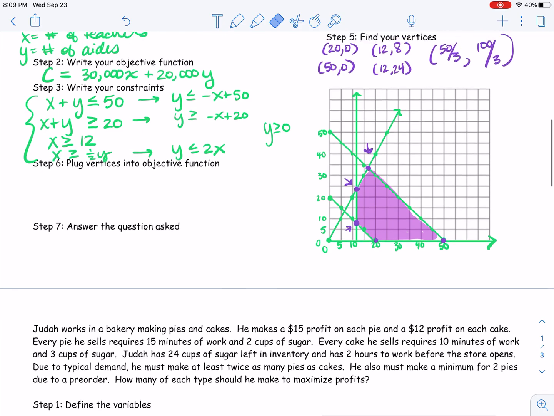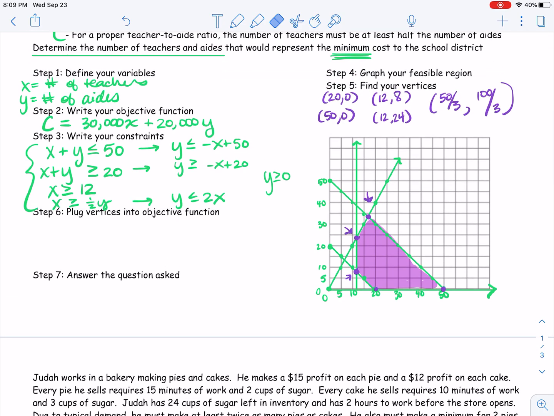Okay, so when you are finding a vertex and it's not on a nice solid grid line, you cannot estimate. You have to algebraically find it. You're going to use the intersection of the two lines where that point is and set them equal to each other. Okay, so here are our 5 vertices.